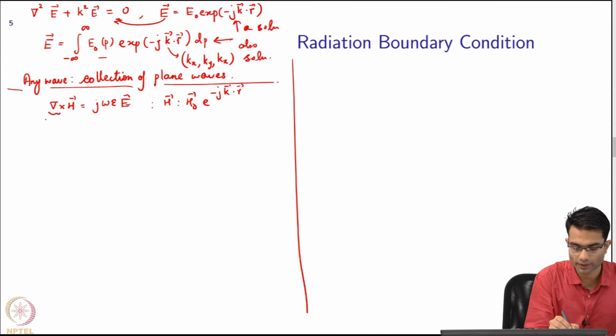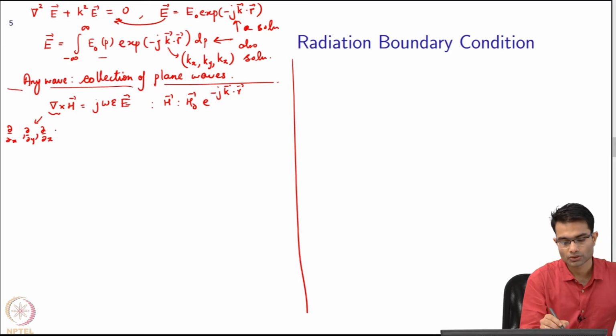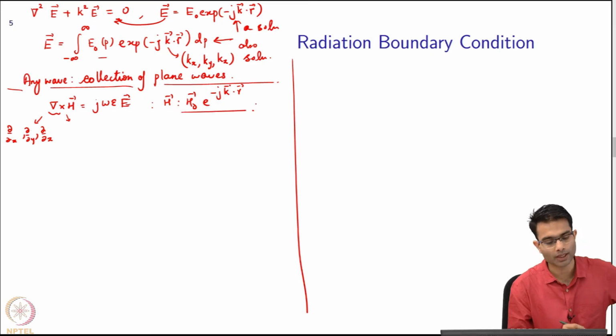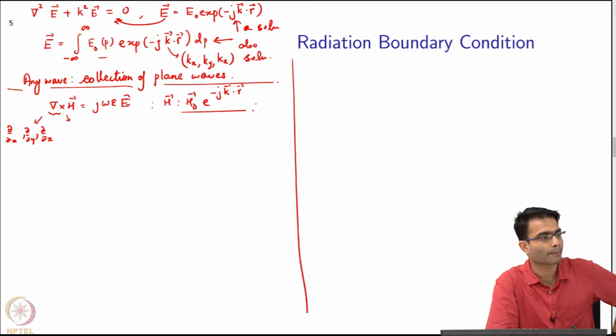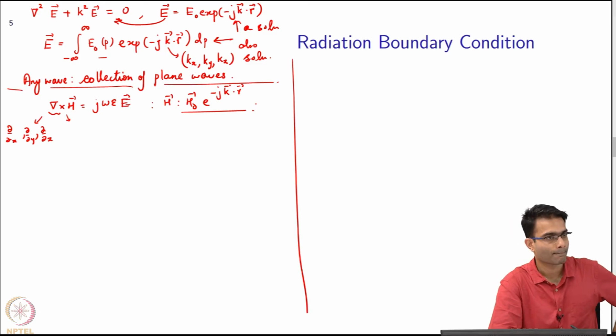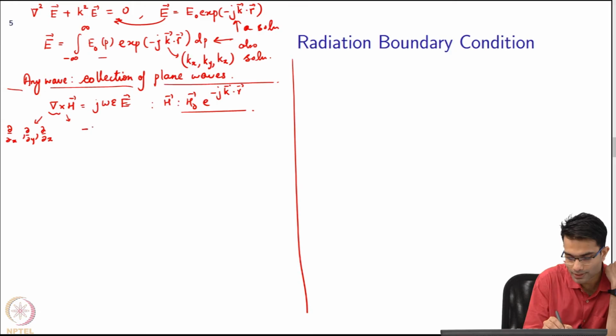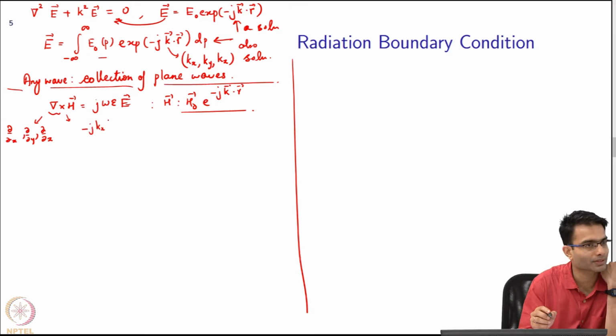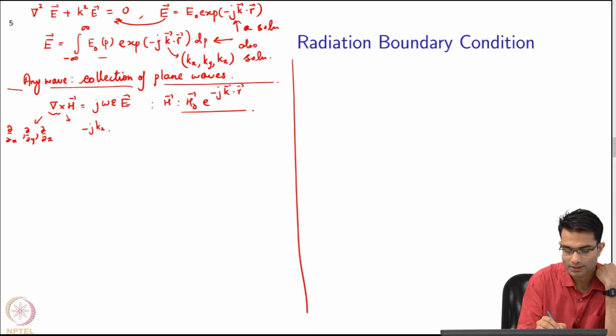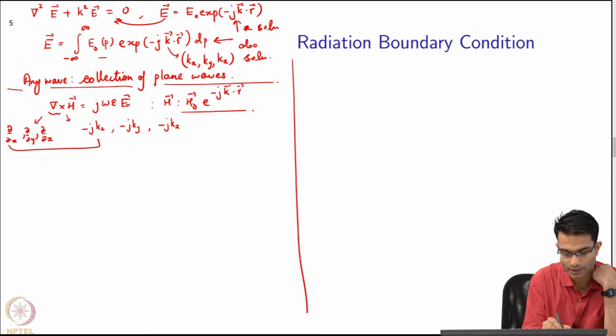So curl over here will have what kind of terms? d by dx, d by dy and d by dz. Okay. So when I evaluate curl of H, and H is of this form, whenever it encounters a del by del x, what will happen? Minus jkx will come out from here, wherever there is the x part. Similarly, there will be a minus jky and a minus jkz whenever these derivatives are encountered.